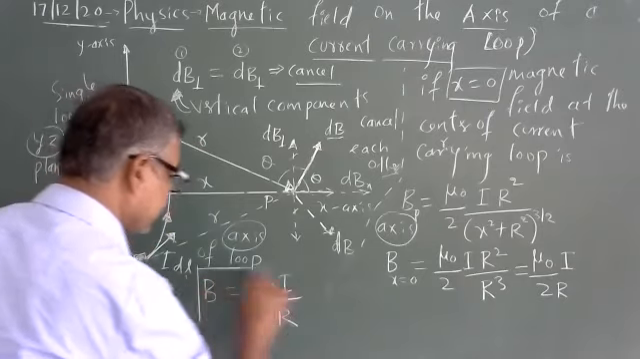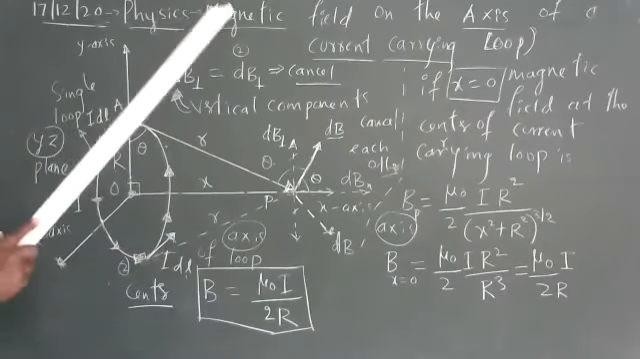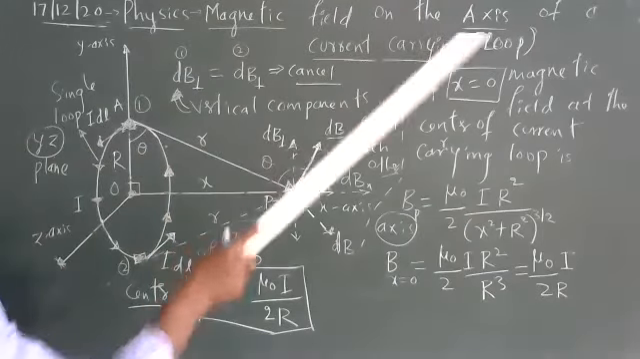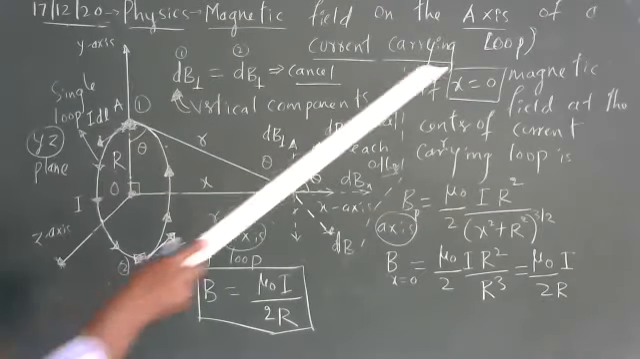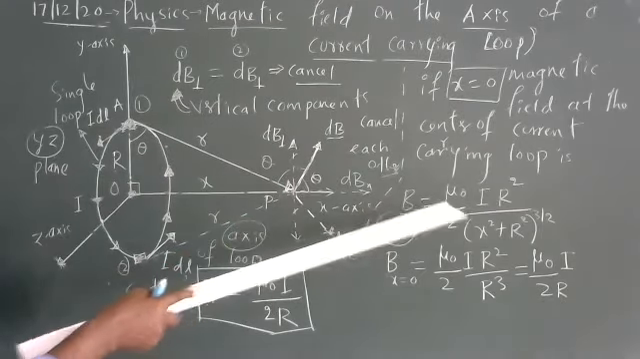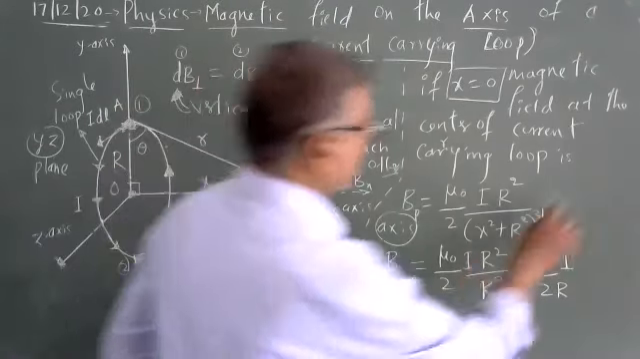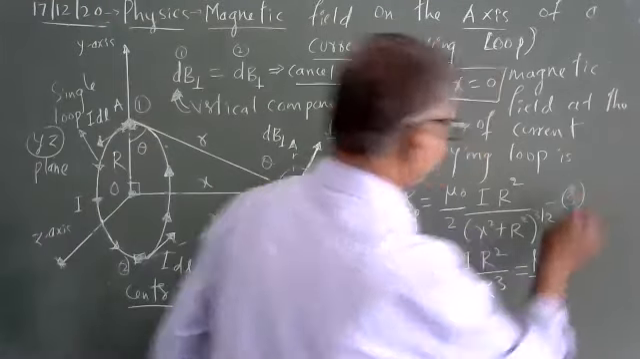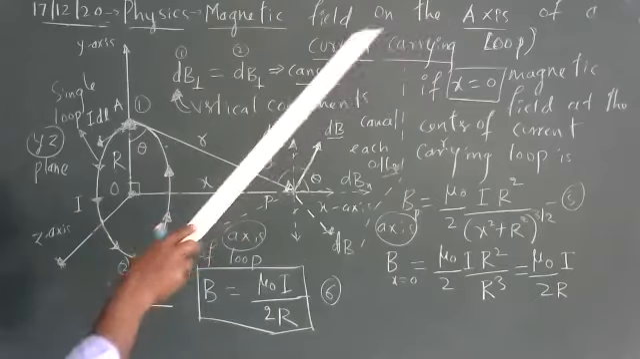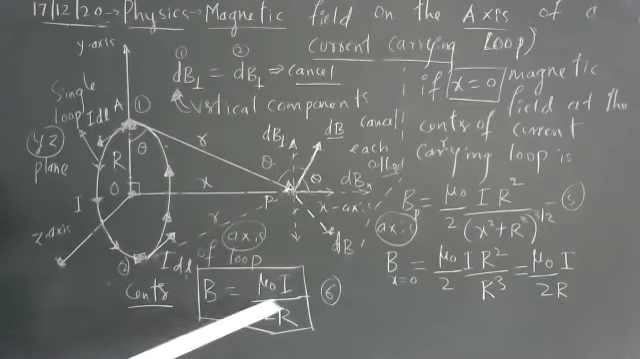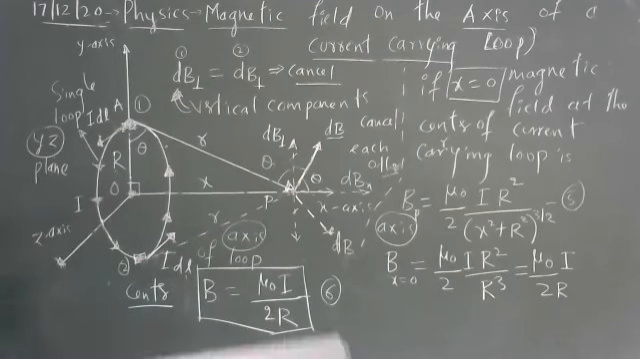This completes the whole expression for the magnetic field on the axis of a current carrying loop. This is the expression for the magnetic field at the center of a loop, provided x equal to 0. This equation reduces to a simple equation, call it equation 6. Already we have taken equation 5. Equation 5 is an expression for the magnetic field on the axis of a current carrying loop, that is at point P, whereas this expression is for the magnetic field at the center of a current carrying circular loop.